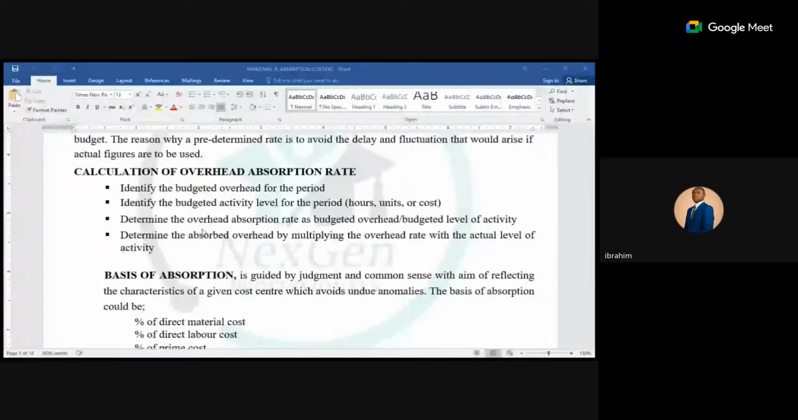The budgeted overhead that you've identified, which is the fixed overhead or the budgeted fixed overhead, divided by the what? The budgeted level of activity. The budgeted level of activity could be machine hours, labor hours, or units, depending on the company policy. Now, you will see how we use that to multiply as we move on. The main thing is that you should know how to determine your overhead absorption rate, which is calculated as budgeted fixed overhead divided by the budgeted level of activity.